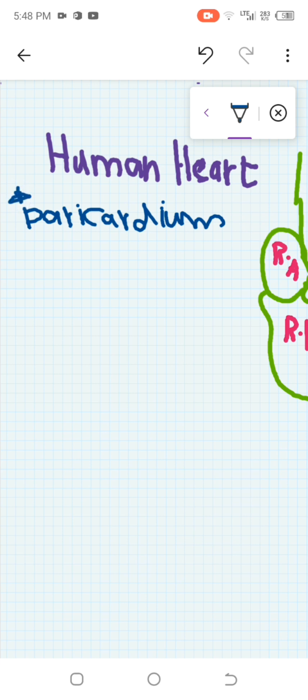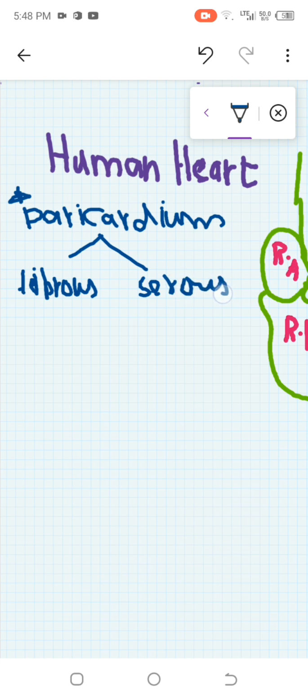Now this pericardium is divided into two types: one is the fibrous pericardium and the second is the serous pericardium. The fibrous pericardium is made up of fibers. The serous pericardium further contains three layers, which are the myocardium, then the endocardium, then the epicardium.